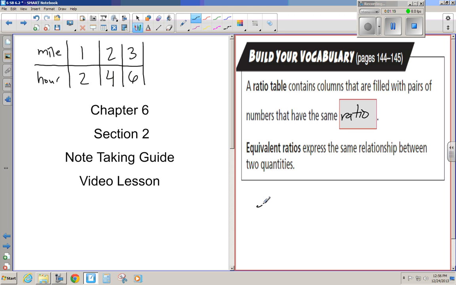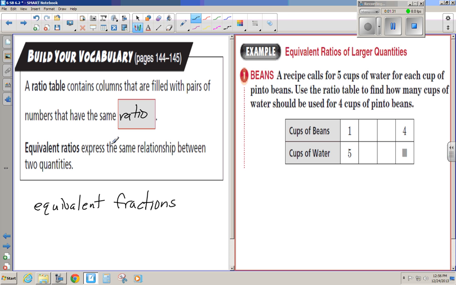Ratio tables are equivalent fractions, because ratios and fractions are pretty much identical. So here's our first example. A recipe calls for 5 cups of water for each cup of pinto beans. Use the ratio table to find how many cups of water should be used for 4 cups of pinto beans. Now, there are 2 methods in which you can accomplish this.